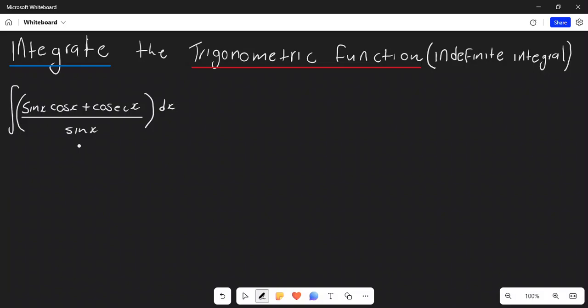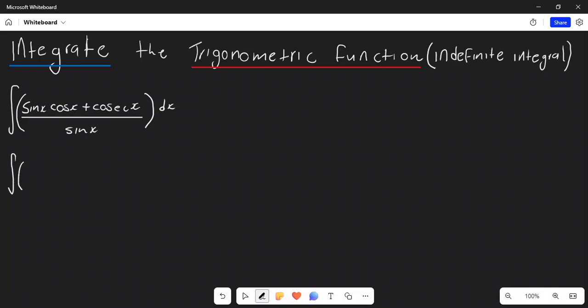Guys, as you can see, this function here requires you to simplify before you find the integral. Now in order for us to simplify, we need to break this line here. Remember, on the numerator here we have sine x cos x plus cosec x. Now we need to break this, so we can rewrite this like that.